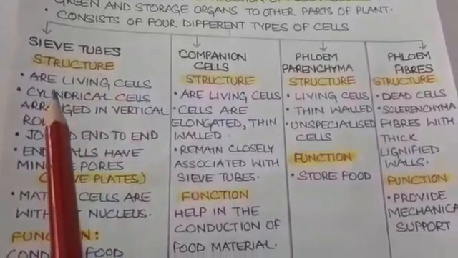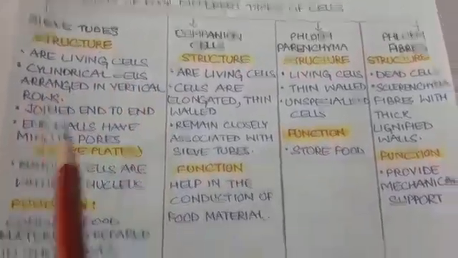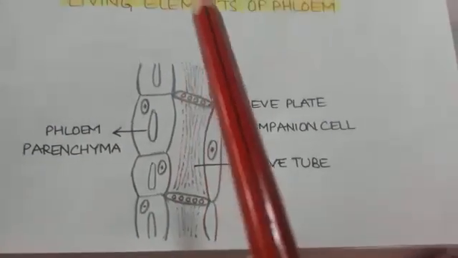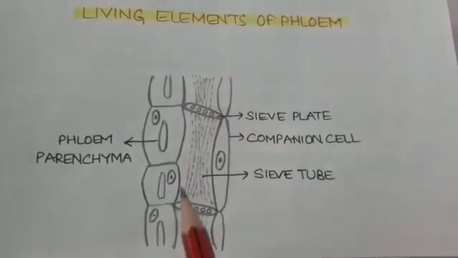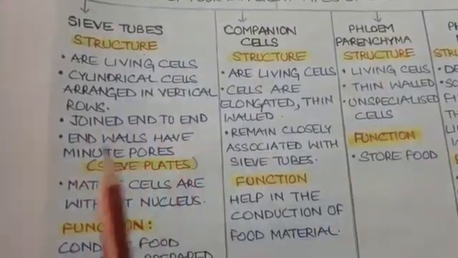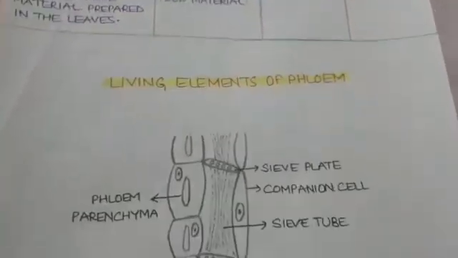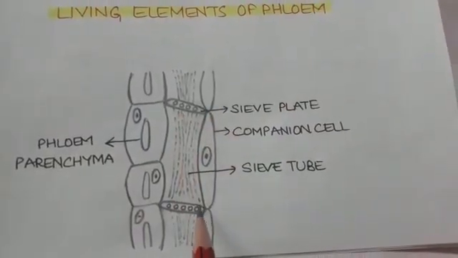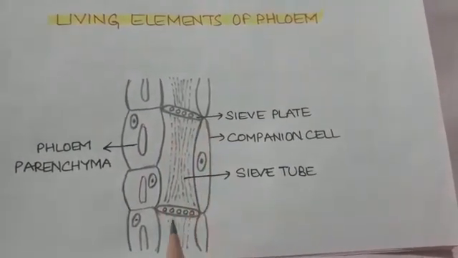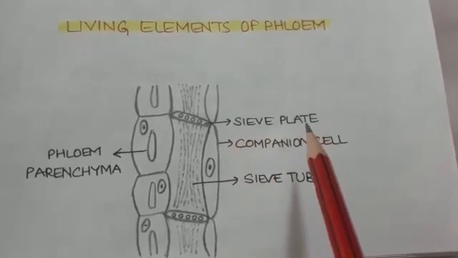Sieve tubes, as been told to you just now, are the living cells. They are cylindrical cells that are arranged in vertical rows. As we can understand from this diagram, these are sieve tubes that are arranged in vertical rows. It means the cells are placed one above the other. These are joined end to end. End walls have minute pores. As we can understand from this diagram, these are the end walls of the cells, and these end walls have minute pores. These pores are called sieve pores, and because of this feature, these end walls are called sieve plate.